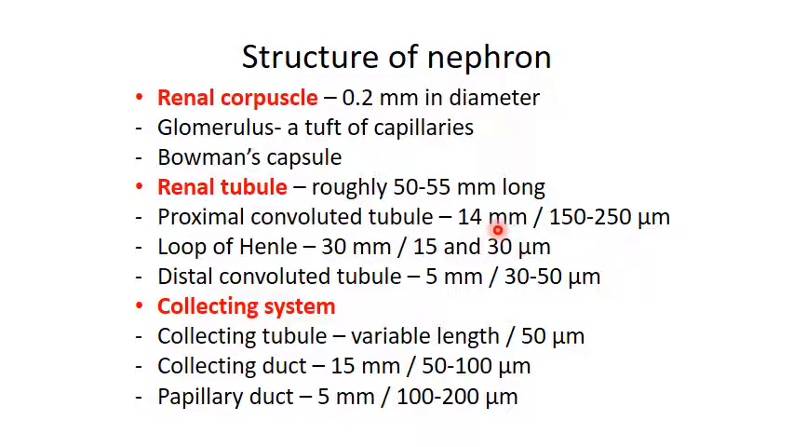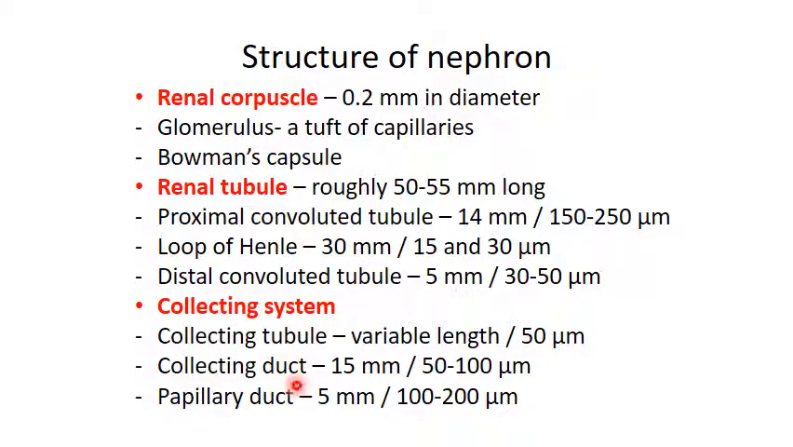The second part is the renal tubule, which is roughly 50 to 55 millimeter long, and it is divided into segments depending upon their respective functions. The earliest part of the renal tubule is the proximal convoluted tubule, which is 14 millimeter in length and 150 to 250 micrometer in diameter. Then there is the loop of Henle, which is 30 millimeter in length, and then the distal convoluted tubule, which is 5 millimeter in length.